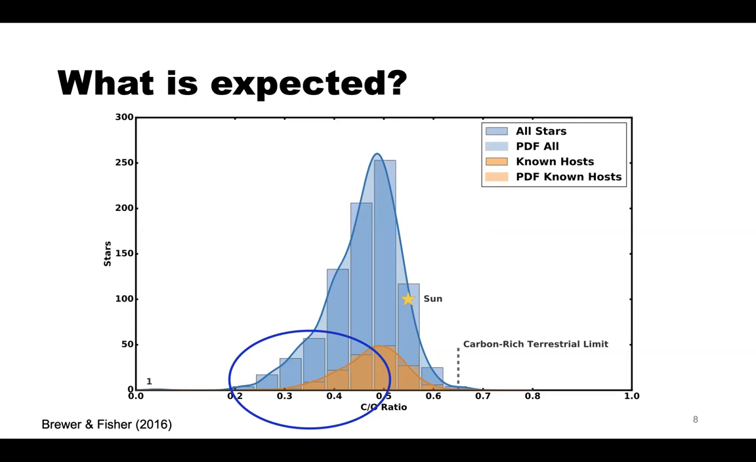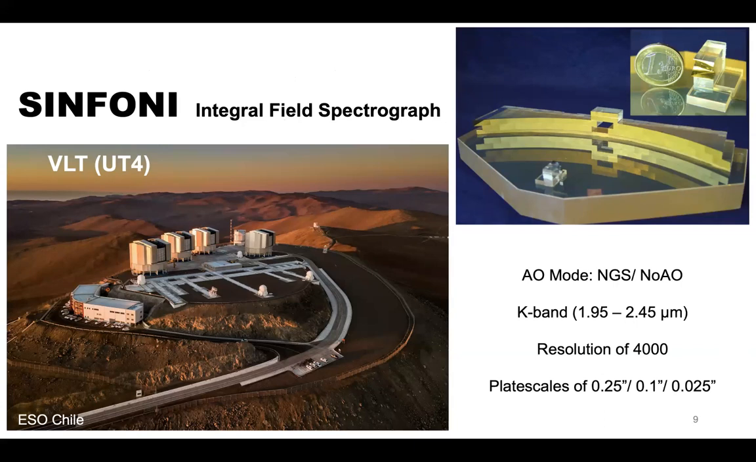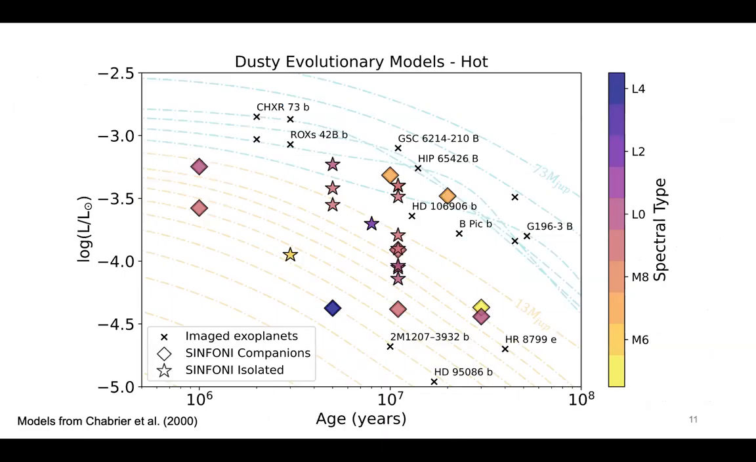And how are we going to try to test this? Well, I have SINFONI data in the K-band for 24 objects. These are medium resolution data, and they look like this. I have already reduced all the data, and here you can see we have different resolutions and different qualities because they were observed with different integration times, with or without an AO system, but those are other details. So how does my sample distribute? Here you can see the sample compared in age and luminosity with different evolutionary models plotted behind for different masses. And the colors represent the spectral type of the sample.